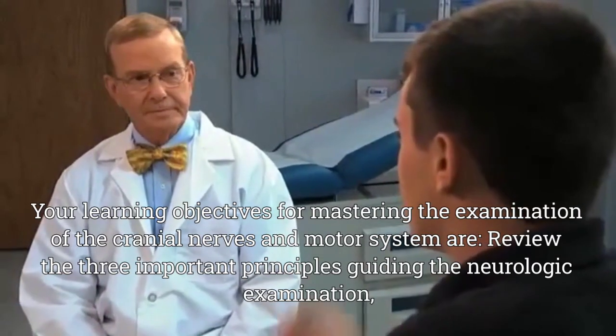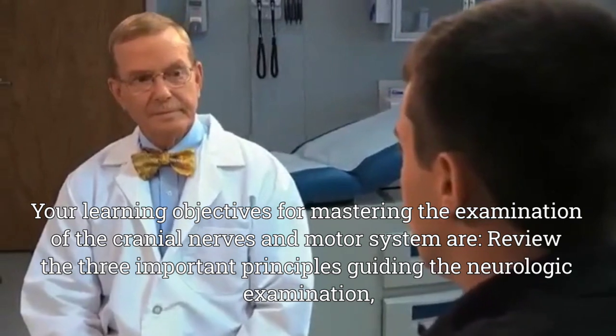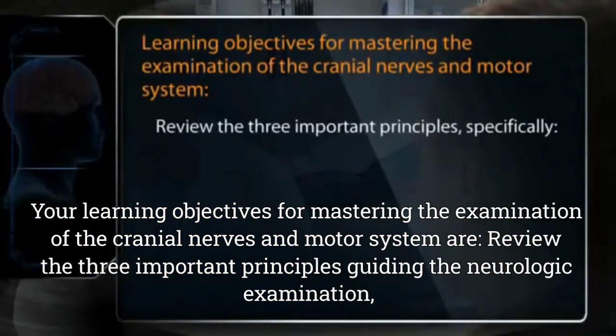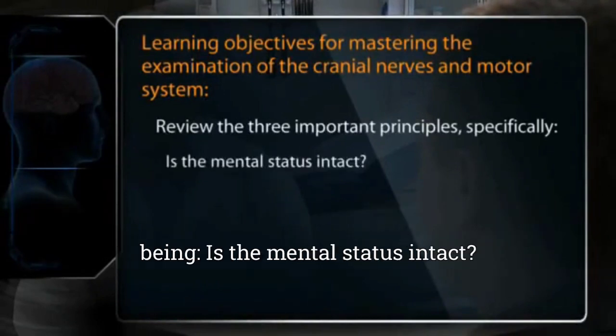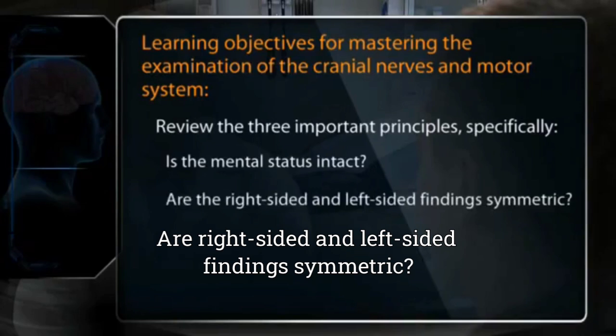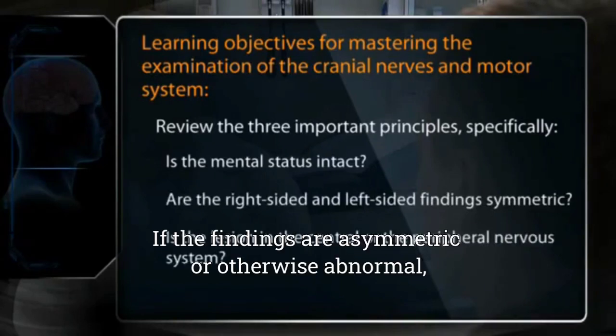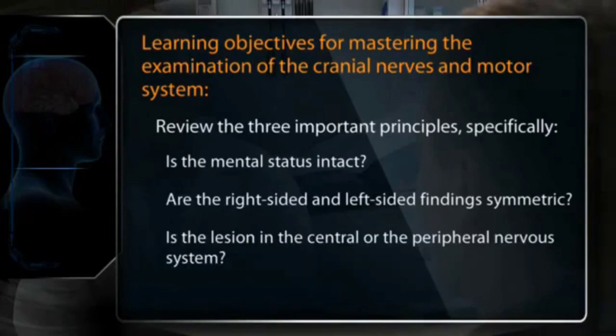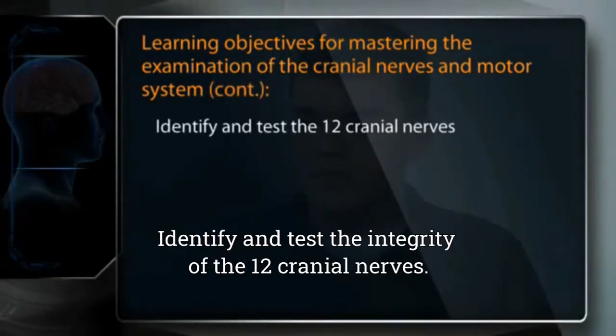Your learning objectives for mastering the examination of the cranial nerves and motor system are: review the 3 important principles guiding the neurologic examination, being: is the mental status intact? Are right-sided and left-sided findings symmetric? If the findings are asymmetric or otherwise abnormal, does the causative lesion lie in the central nervous system or in the peripheral nervous system? Identify and test the integrity of the 12 cranial nerves.